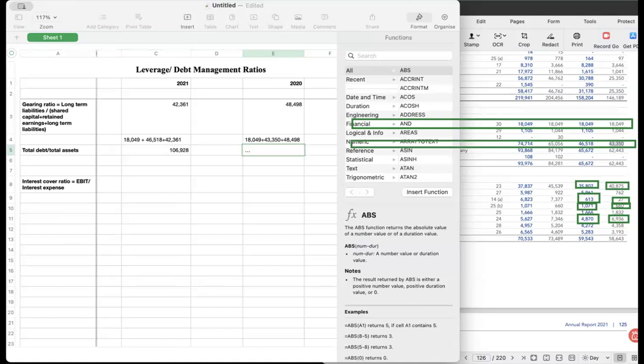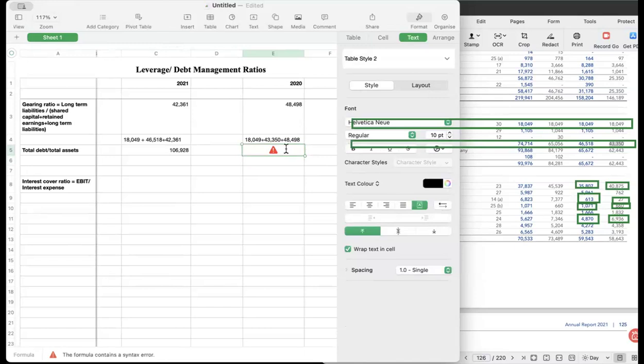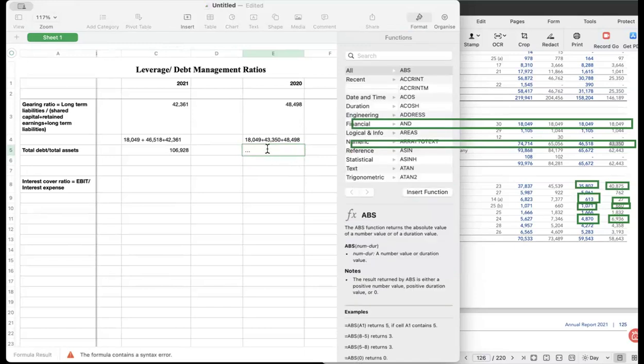$43,350 plus 48,498. 09,897. Okay. Oh gosh, what happened? Okay, I know what to do.